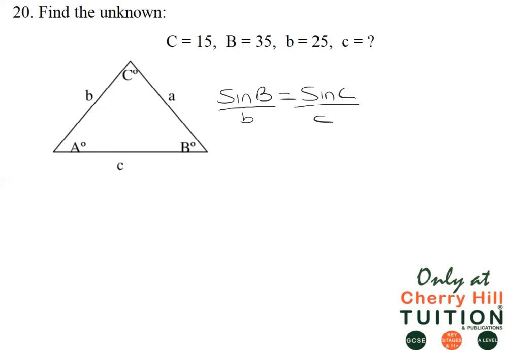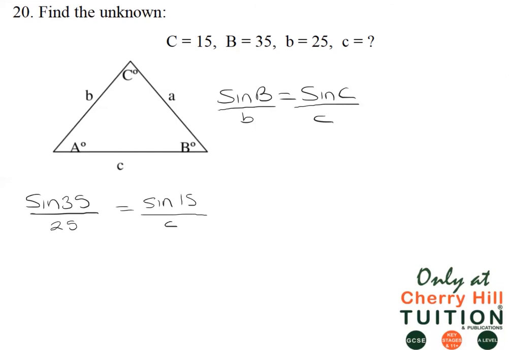So we just plug the values in. So sine of big B, which is 35, over small b, which is 25, is equal to sine of big C, which is 15, over little c, which is just small c.